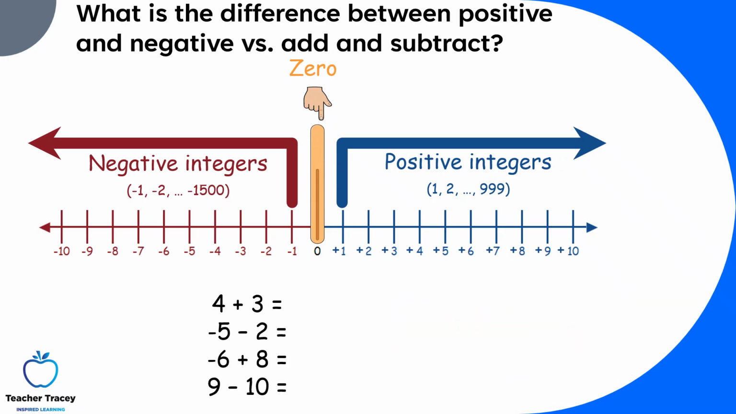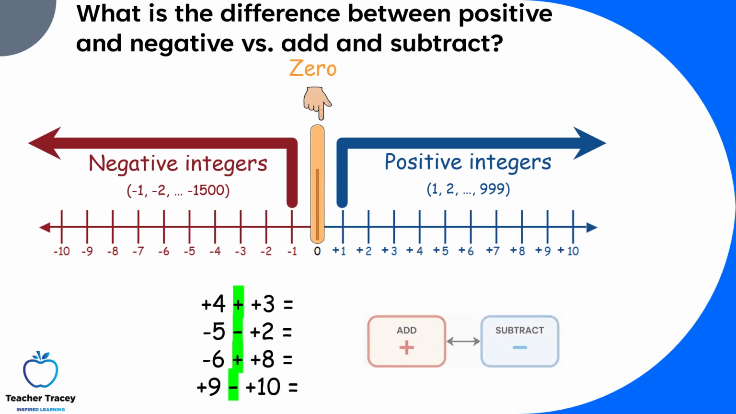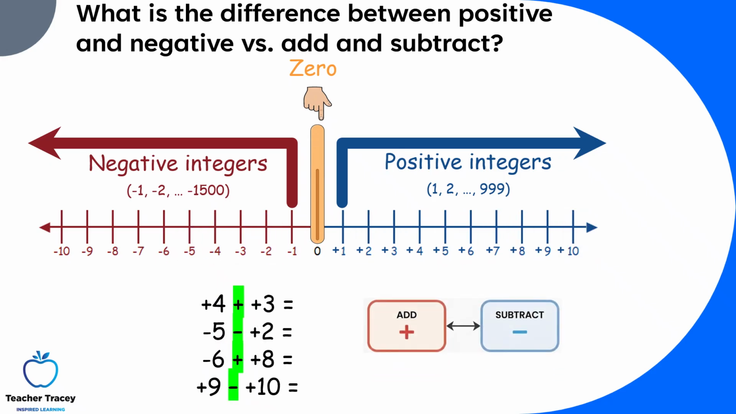But what is the difference between the positive and negative before the integers and the operations? Well, the positive and negative before a number show us where they are placed on a number line, whereas the operations tell us what to do with those numbers, so adding or subtracting. Remember that no sign next to the positive integers means that it is a positive.